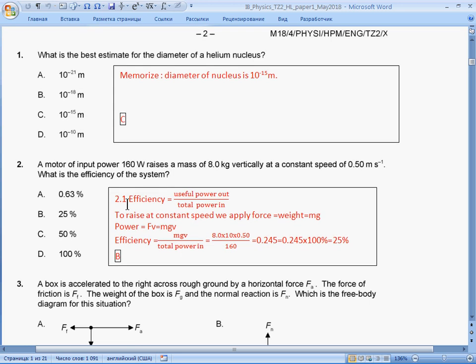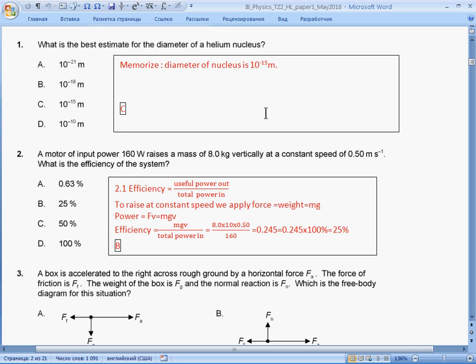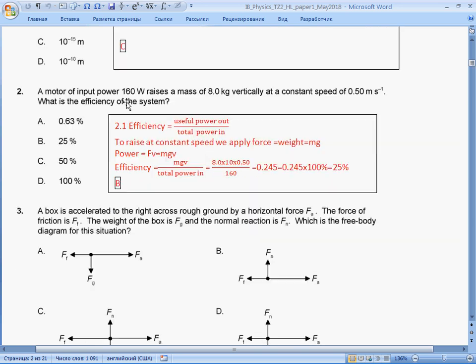Question 1. What is the best estimate for the diameter of a helium nucleus? Memorize: the diameter of a nucleus is about 10 to the minus 15 meters, so the answer is C.